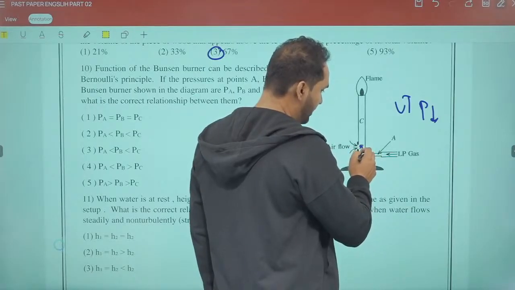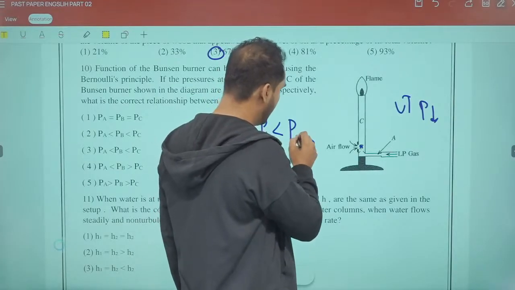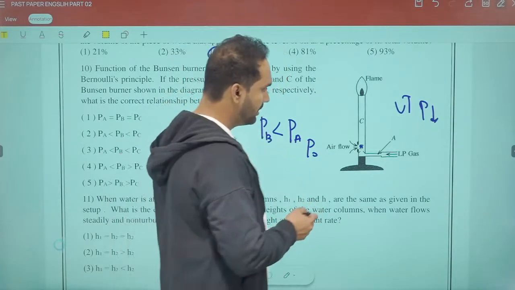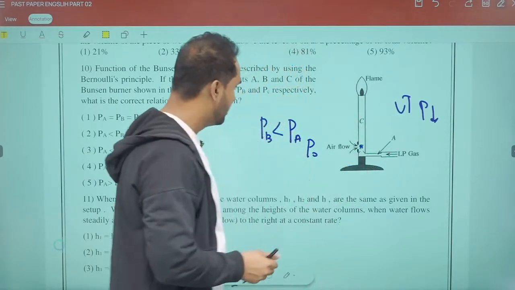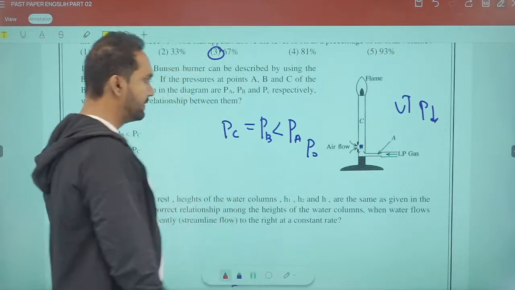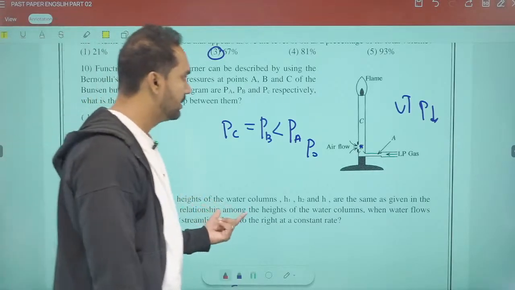because of the narrowness of the tube here, the pressure at B is lower than pressure A, and there seems to be no change in the tube between B and C. Points B and C have the same cross-sectional area, so PB and PC seem to be equal. Anyways, PA is greater than PB. Pressure A is greater than pressure B.